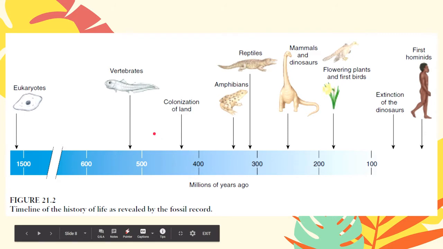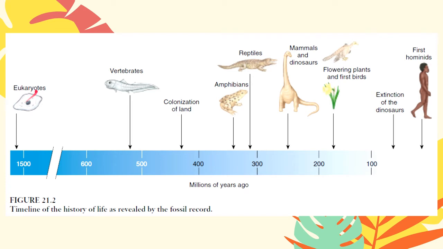So this is the timeline of the history of life as revealed by the fossil record. The first living organisms to appear in the fossil record are the eukaryotes. After a gap of hundreds of millions of years, they were followed by the vertebrates, the primitive ancestors of fish who live in water.